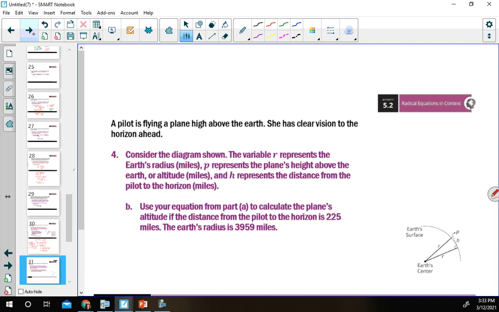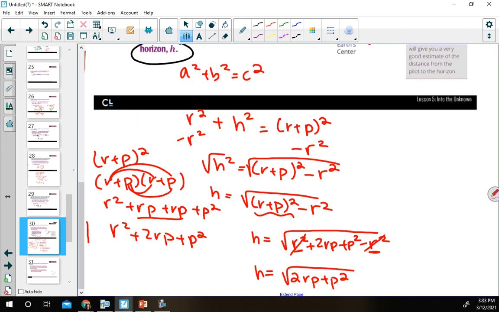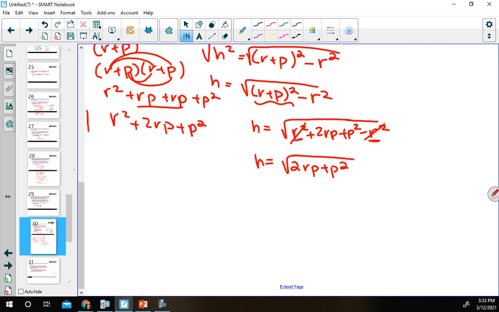Okay, so then the next question, use your equation. The Earth's radius is 3,959. The horizon is 225. We are trying to calculate the altitude. So if I'm trying to calculate the altitude, we're going to substitute the 225 in for the h. So 225 is equal to the square root of, I'm going to plug in the radius, which is 3,959 times the p plus p squared.